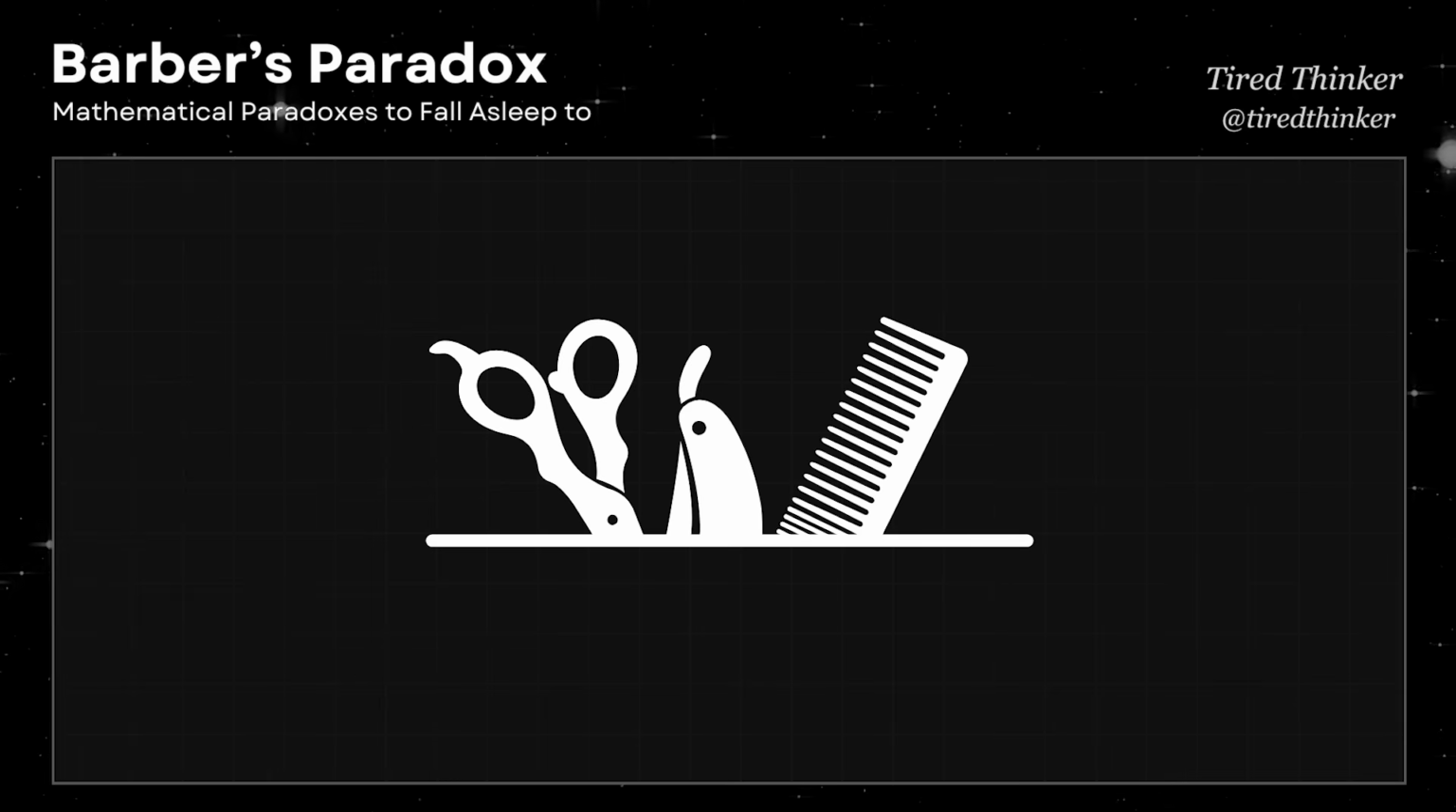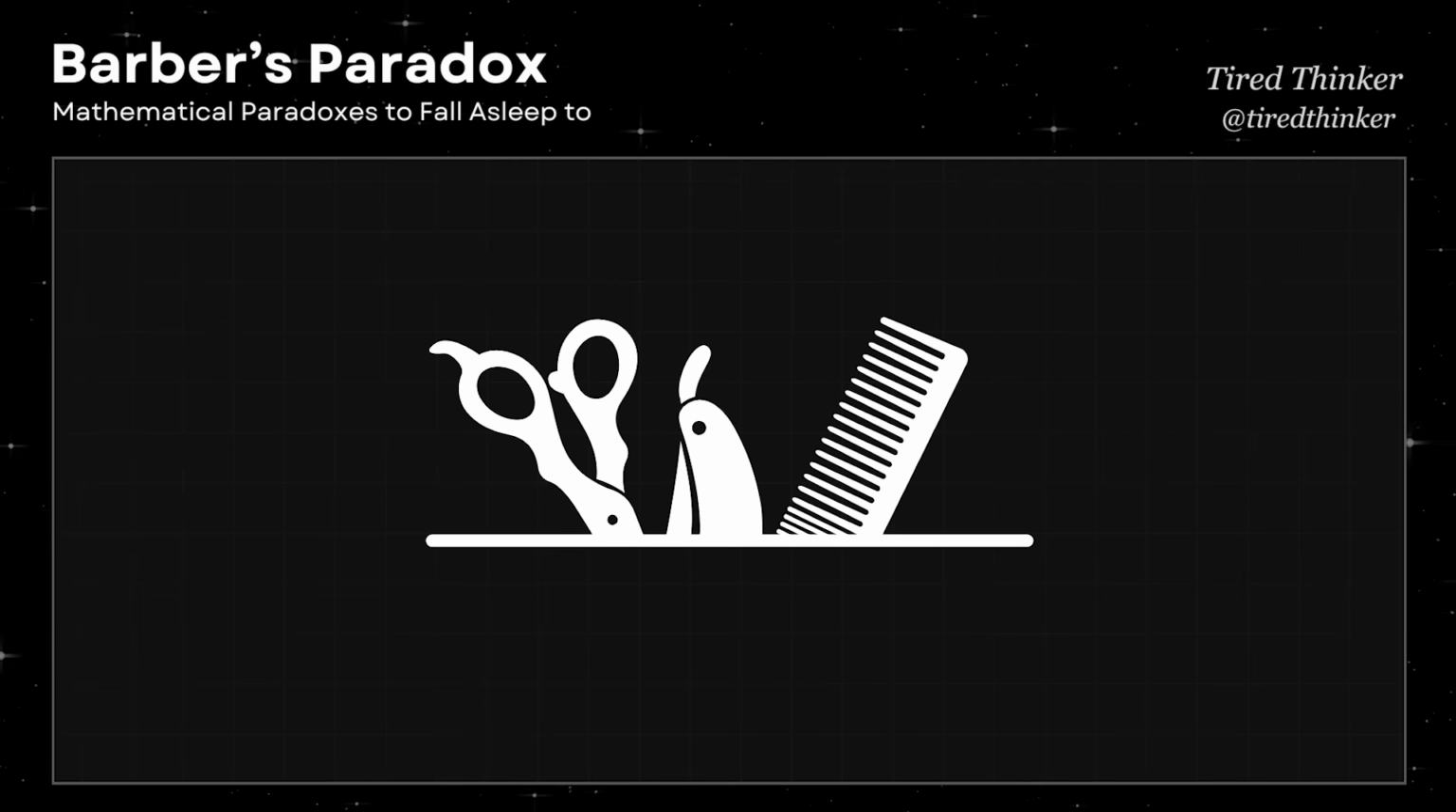To understand why this paradox matters, we need to think about why rules like this lead to contradictions. The problem arises because the rule is too rigid. It tries to classify everyone into two groups. One group shaves themselves, the other does not and gets shaved by the barber. But what happens when the barber himself is part of the system? He does not fit into either group. This is where the contradiction appears.